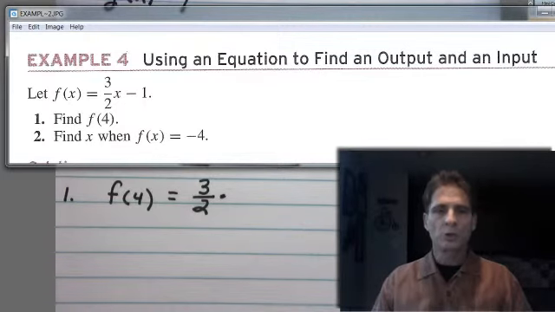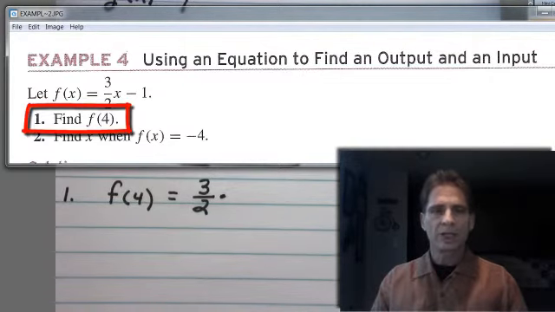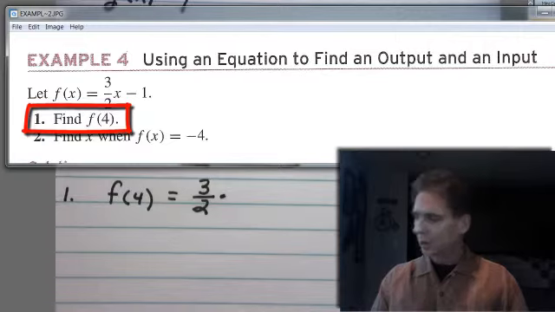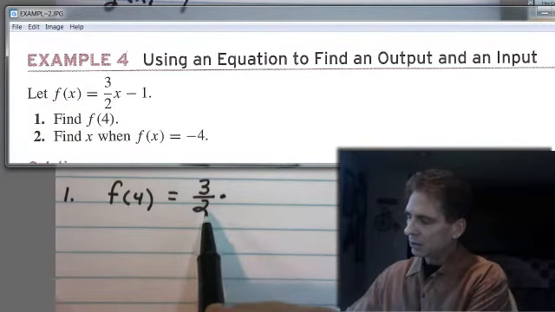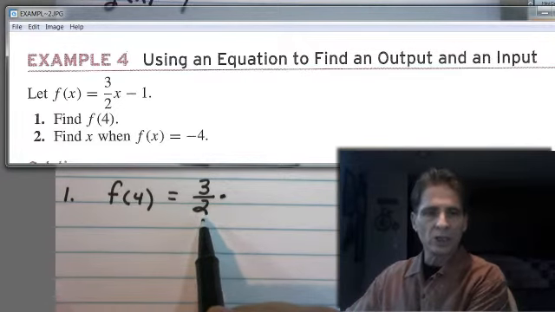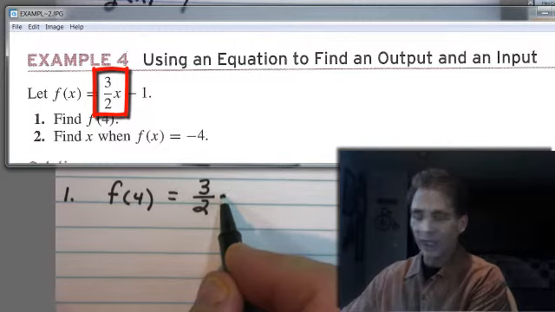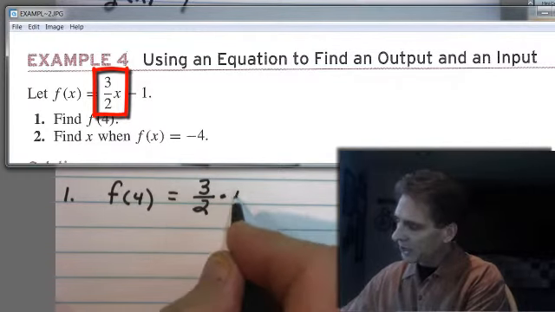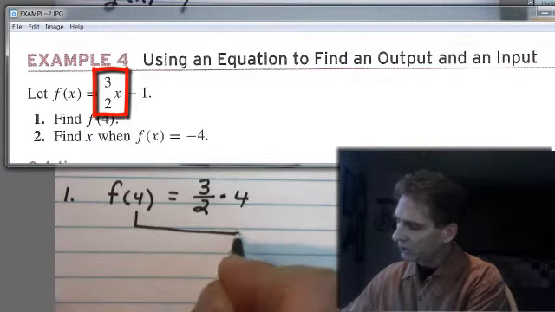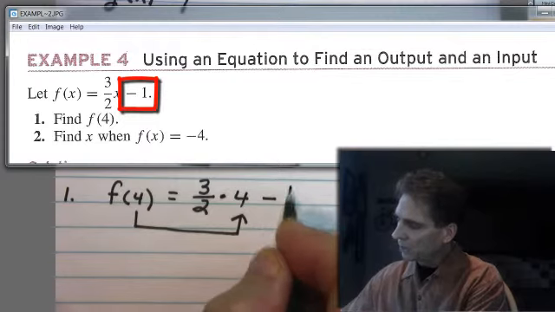Here's example 4. We're using an equation to find output and input. Number 1 says find f sub 4. And you noticed I started it right here. I'm basically repeating the equation 3 halves x. Instead of putting x, which by the way, the meaning of 3 halves x is 3 halves times x, rather than x, I'm going to put what x is equal to, which is 4. And then we have minus 1.